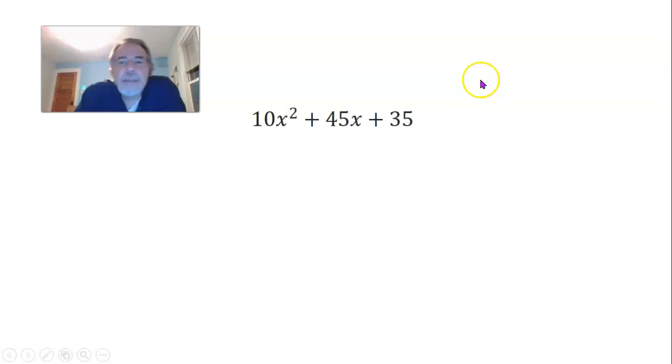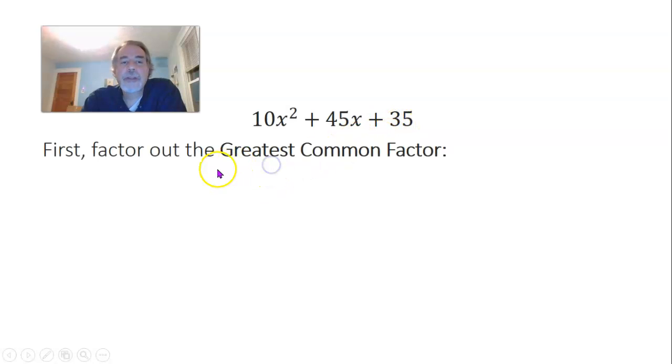Okay, one last example. Now here, before we do anything else, do you notice that there is a common factor? All three of these terms have something in common, and we want to start by factoring that out. What's the greatest common factor? 5. These are all 5 times something else. So we can pull out the 5 and put the something else's inside the parentheses. 5 times 2x squared plus 9x plus 7.